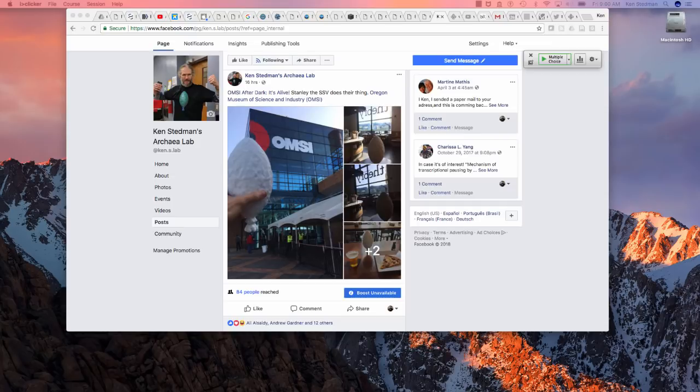Speaking of dark, this is what you missed, or you missed me as the case may be, last Wednesday. So OMSI After Dark, it's a lot of fun to head over there, and Stanley the SSV was obviously having fun as well when something or other was over there at the time. So it was really a fun time to chat with various different people.